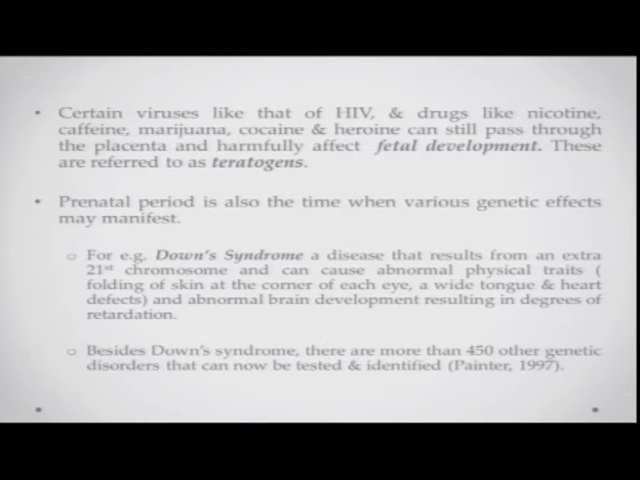There are around 450 different kinds of genetic disorders that can now be tested and identified even while the mother is pregnant. So these are some of the ways that can affect a child's physical and psychological development even before the child comes into the world. Even before the child is born, these are some of the things biologically that might create problems for the child. I'll just talk about some more evidence, some of the more studies about these things.